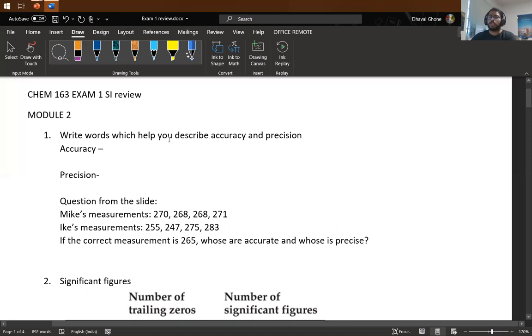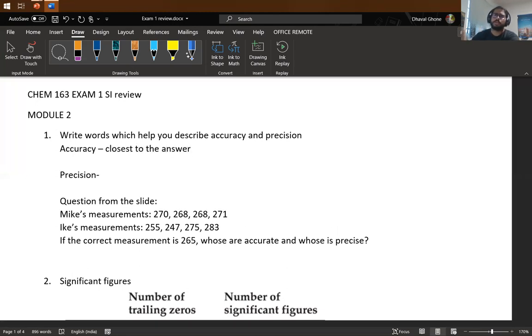So in the session, people said that they remember accuracy as something which is closest to the answer. So if you get a measurement or your answer and that answer is very close to the actual answer, that means your answer is very accurate. So being close to the answer means accuracy.